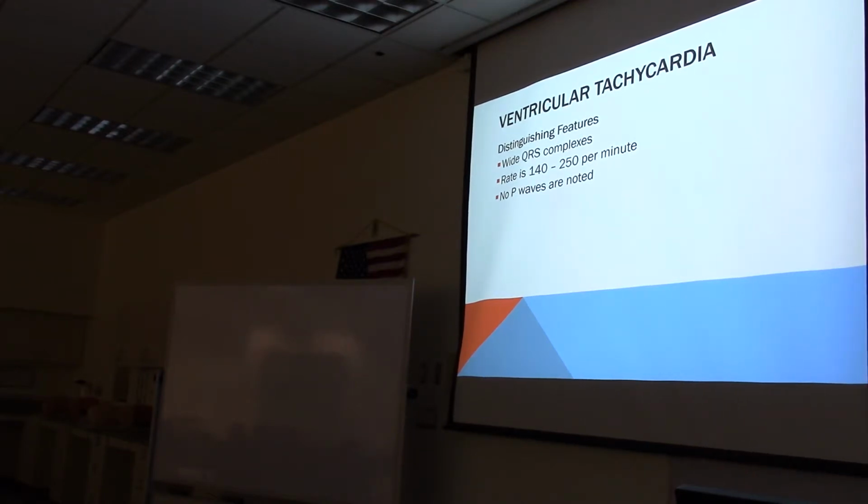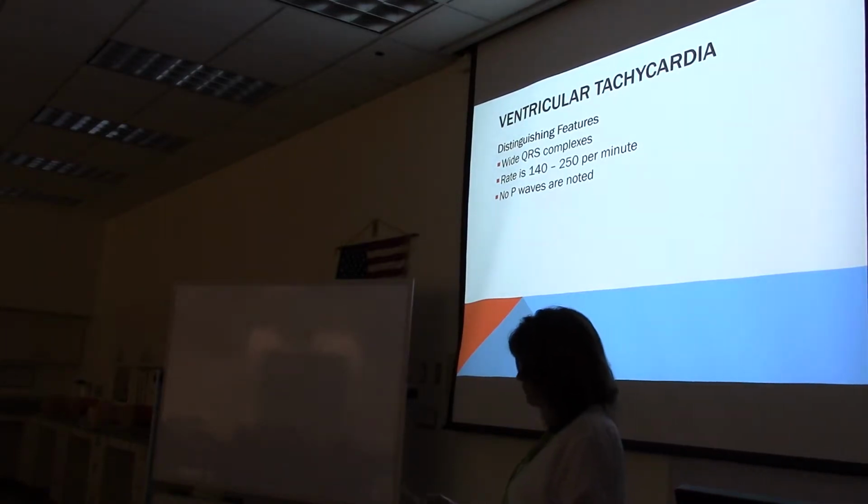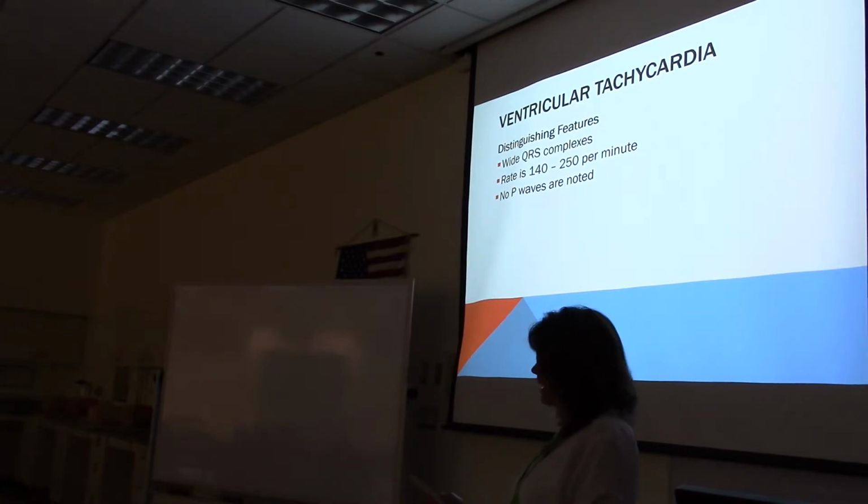Can you repeat the first part I have? PVC is caused by an irritable ventricle caused by hypoxia, MI, low potassium, low K, acidosis. Thank you.